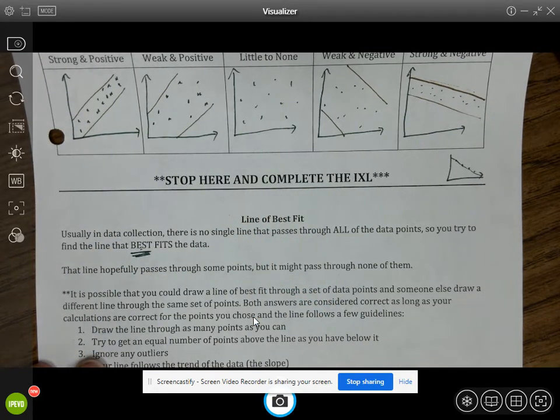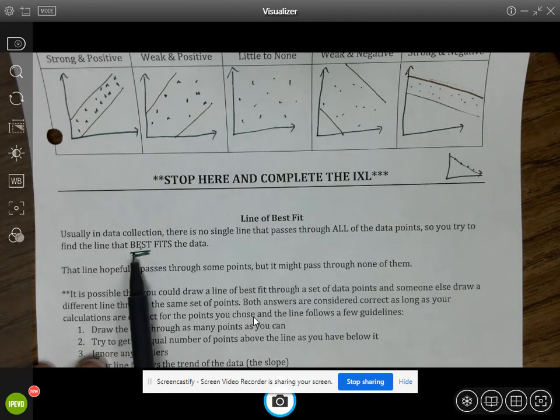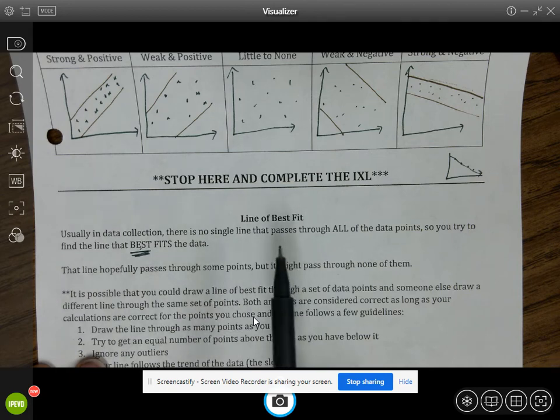Now, line of best fit is used in a lot of real world places. Businesses will use line of best fit. Weather people use line of best fit. Lots of different science-related fields use line of best fit. People who sell anything are probably going to use line of best fit because it helps them make some predictions about their future.